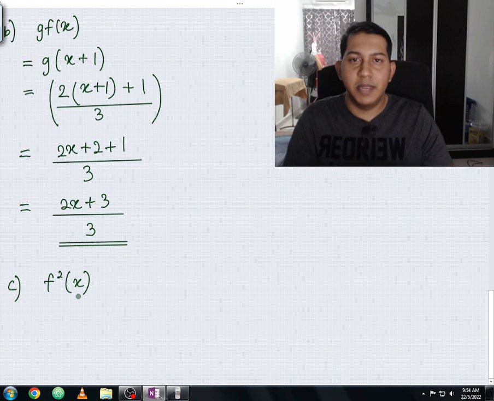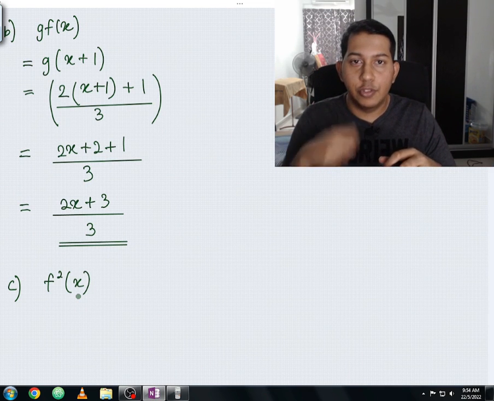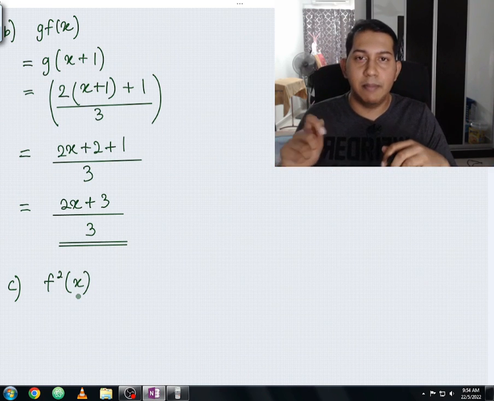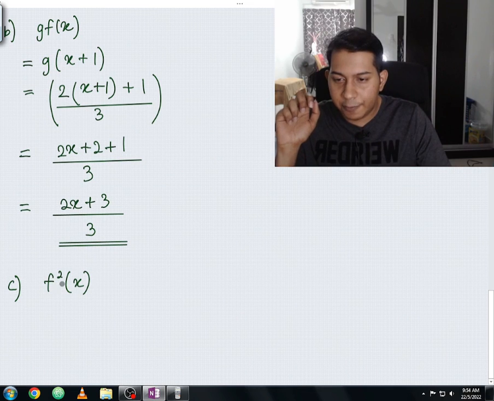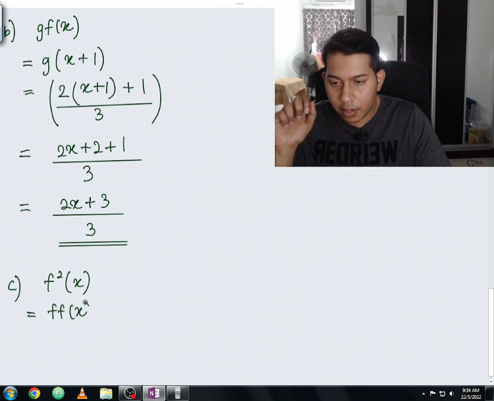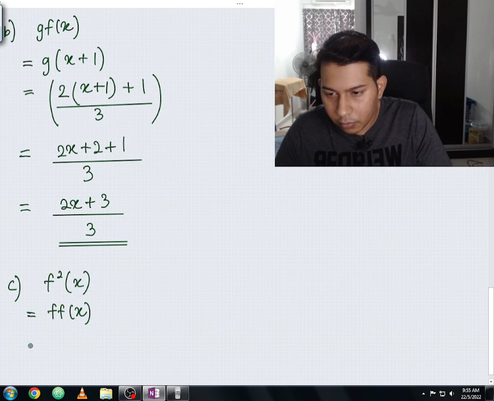So what does this mean? This means that your function f is being mapped 2 times. Okay, it's being mapped 2 times, guys. So from here, what you're going to do is break this f squared, such that it becomes f of f of x. Okay, and then from here let us continue.